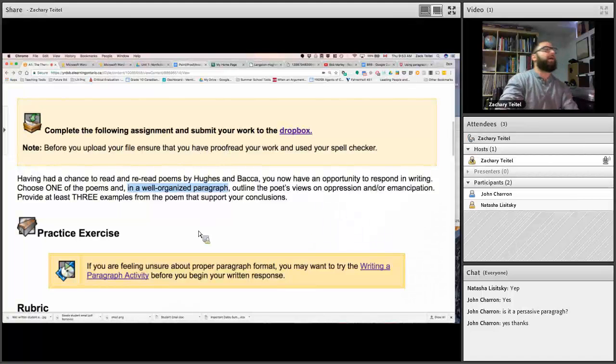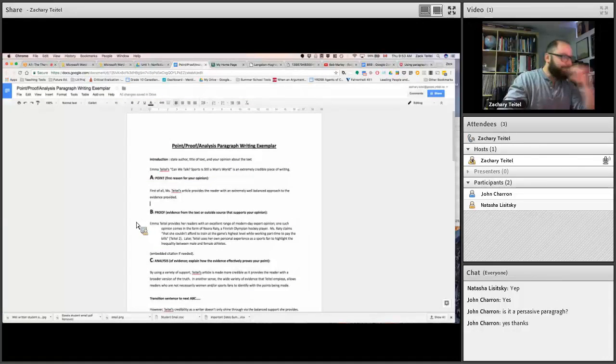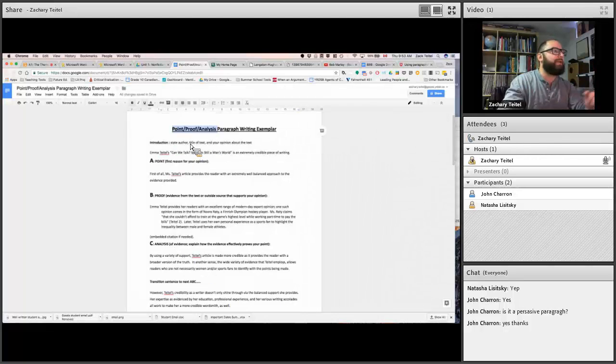And in fact, one of the models that we use is called point proof analysis. And this exemplar, which goes through how you would work your way through that in a paragraph, making a point, then offering proof, then offering your analysis, and then potentially transitioning. This exemplar I'm going to post to our classroom news along with this recording after we're done here. So you'll have a chance to look that over. This is a solid model to use when you're writing paragraphs, point proof analysis.